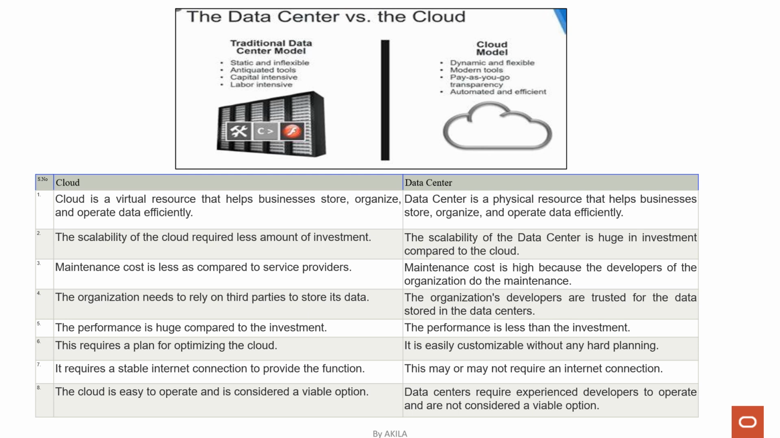And cloud needs a stable internet connection, but this may or may not be needed for a data center, because the organization is going to keep the data center within the company. If they need to transfer any data, they can transfer it on the local host itself. Because of that, it may or may not require an internet connection. The cloud is easy to operate and considered a viable option. A data center requires experienced developers to operate and is not considered a viable option.